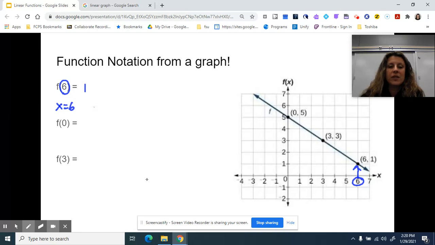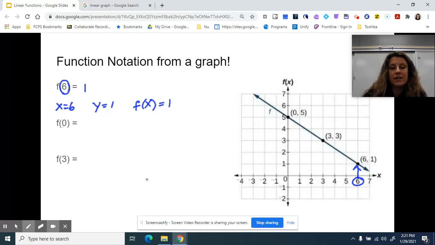Okay, so when x equals 6, y equals 1, or I could say f of x equals 1, right? Those two things mean the same thing. So when the input is 6, I get an output of 1. Input 6, output 1.